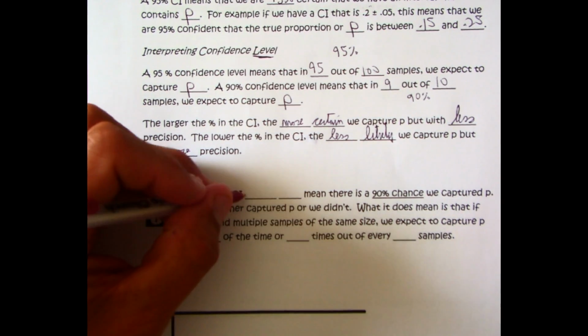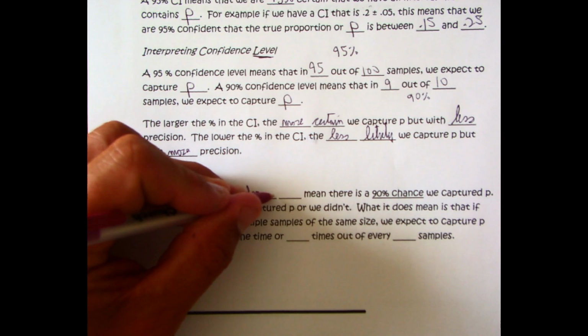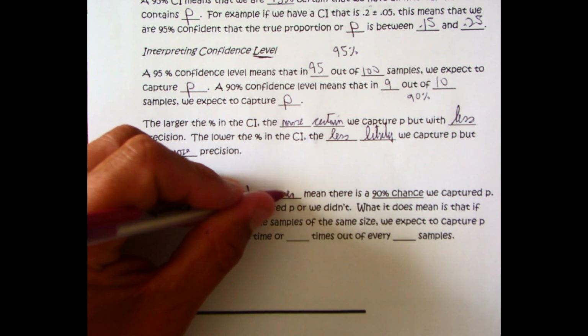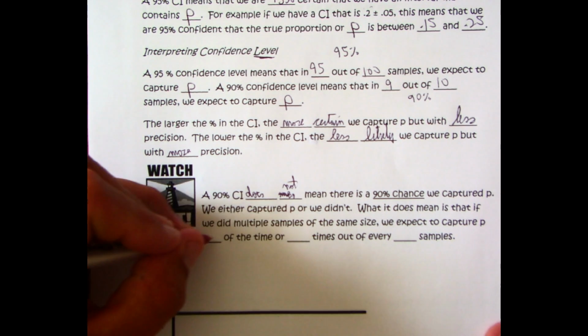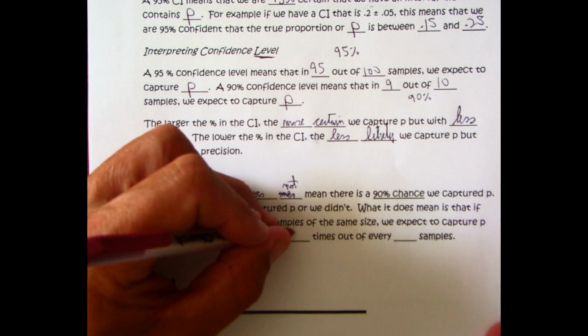So again, this whole thing down here, watch out. A 90% confidence interval does not mean there's a 90% chance we captured P. We either captured P or we didn't. It's that simple. What it does mean is that if we did multiple samples of the same size, we expect to capture P 90% of the time, or 9 times out of every 10 samples.